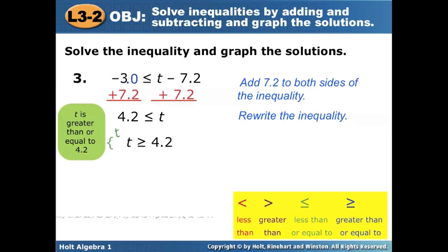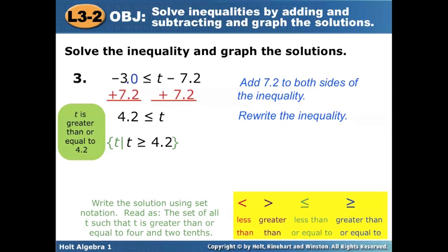So when we rewrite the inequality, it still needs to be pointing towards the 4.2. Write your answer in set notation. Now that the variable's on the left, we can write the set of all t's such that t is greater than or equal to 4.2.